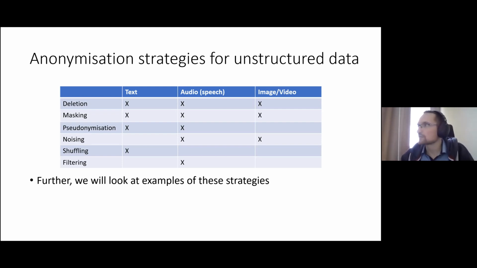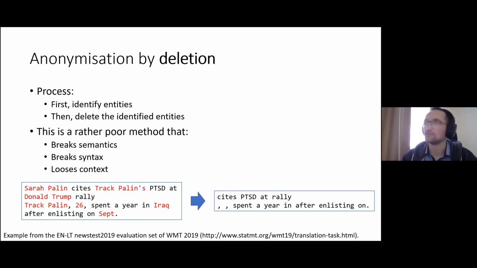We could noise the data, so add some, for instance, for audio data, some white noise over it. We could shuffle the data. So if the sequence of the data is important in order to recognize an individual, we could shuffle it. And we could also filter the data. For instance, in audio, if you want to make someone's voice unrecognizable, you could channel it through a filter and transform the voice such that it's not possible to recognize the speaker anymore. So we will look at some of the examples a little bit, but not in a too high detail.